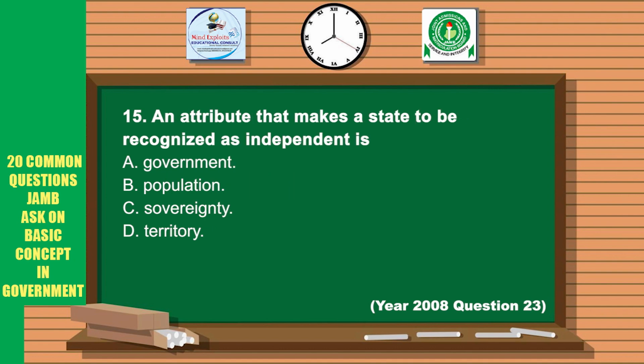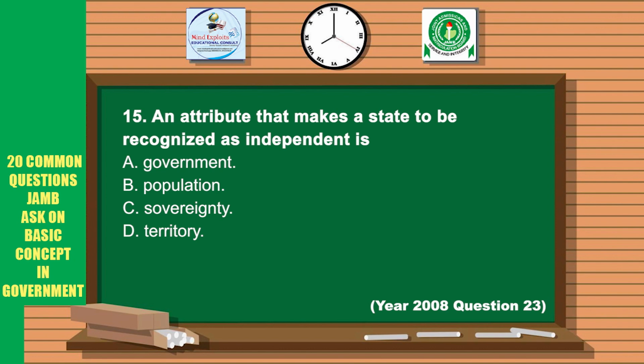Question 15 was asked in 2008 as question 23. What is the question saying? An attribute that makes a state to be recognized as independent is: A. Government, B. Population, C. Sovereignty, D. Territory. You can see how often questions on sovereignty come out.